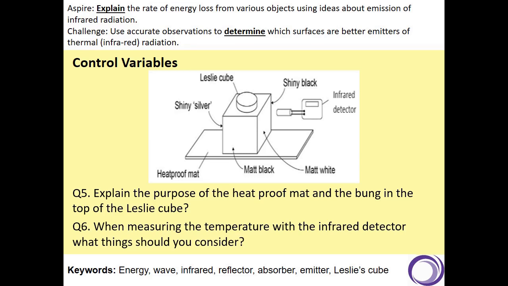So question 5. Heat-proof mat is there to prevent or reduce conduction. So we're trying to prevent the heat loss through conduction from the Leslie cube. And the bung is trying to prevent heat loss through convection. So heat being lost by hot air rising from the top, so it can't leave the can if you've got a bung in. And when you're measuring the temperature of the infrared detector, you need to make sure that you're the same distance away from the surface and at the same angle. So 90 degrees, you don't want to be pointing at an angle.